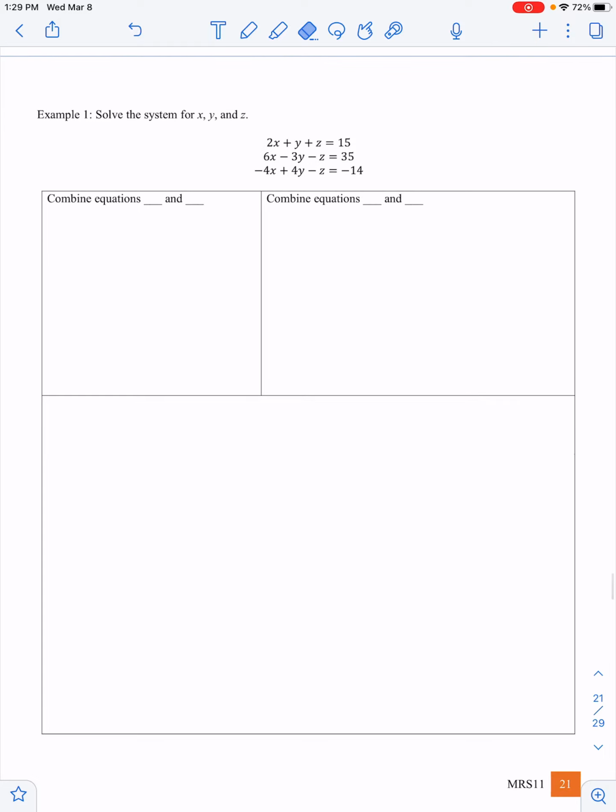Hello everyone, so today we're going to go over how to solve a system of 3 equations. I have this problem right here. If you need to, go ahead and copy the problem and let's work through this together.